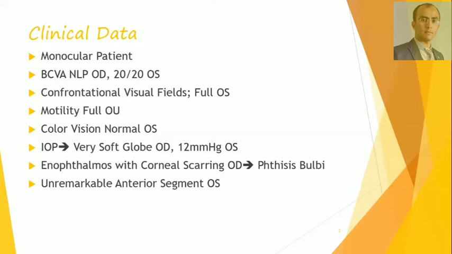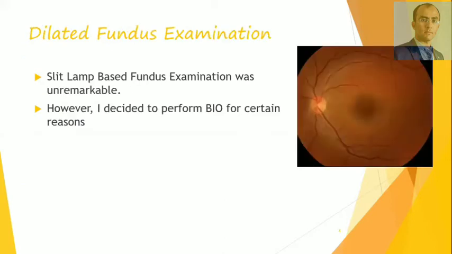On examination, there was right enophthalmos with corneal scarring and phthisis bulbi. The left anterior segment was unremarkable. On dilated fundus examination, on slit lamp biomicroscopy, her posterior pole and mid-periphery up to the equator was unremarkable, but I decided to perform binocular indirect ophthalmoscopy.